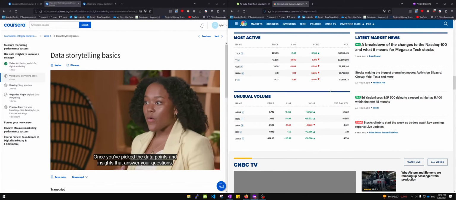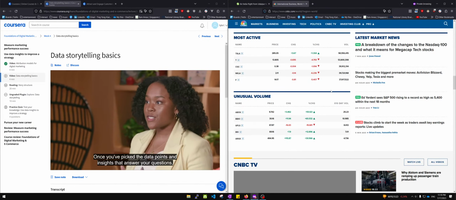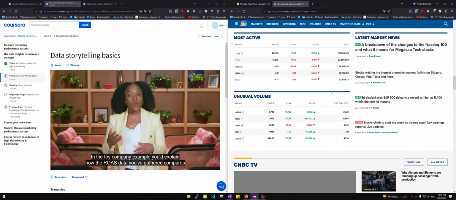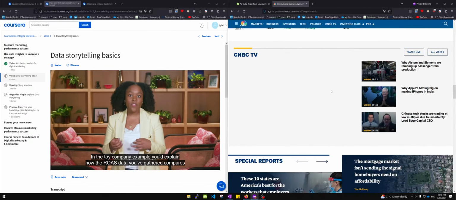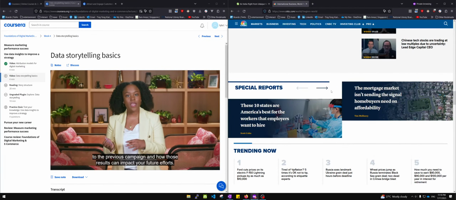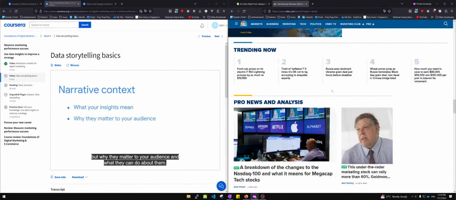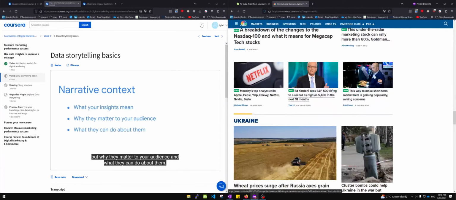Once you've picked the data points and insights that answer your questions, you can start building a narrative that conveys them effectively. In the toy company example, you'd explain how the ROAS data you've gathered compares to the previous campaign and how those results can impact your future efforts. In other words, your data story should explain not just what your insights mean, but why they matter to your audience and what they can do about them.